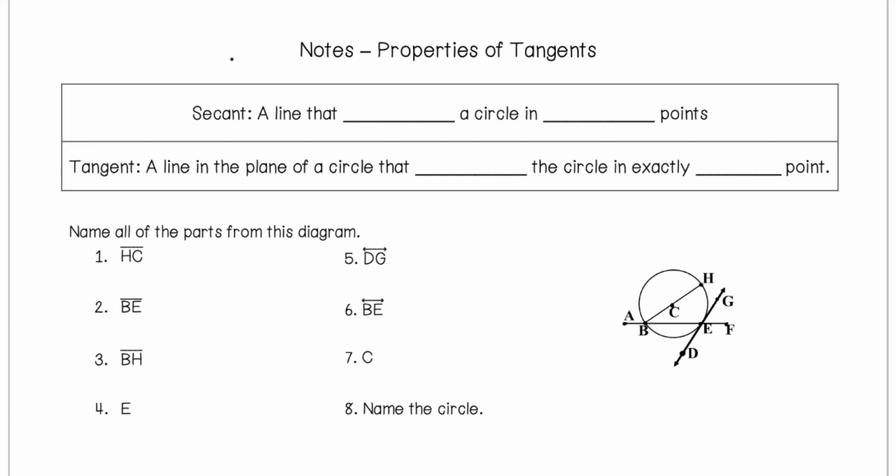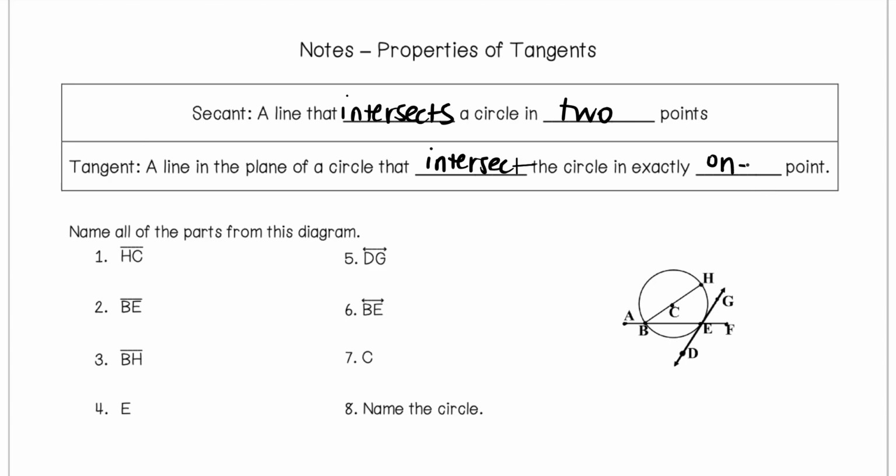In this video, I'll be going over our notes for the properties of tangents. So two words that we're going to need to know today are a secant and a tangent, and we've already seen these two words, but a secant is just a line that intersects a circle in 2 points. So there's going to be 2 points where it touches, whereas a tangent is a line that's in the same plane as a circle that will intersect the circle in exactly 1 point.